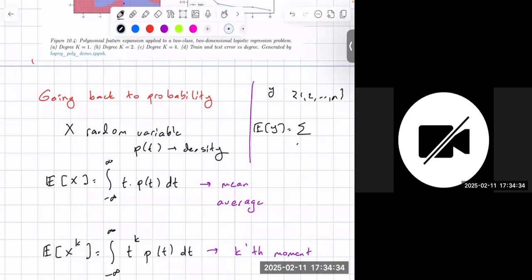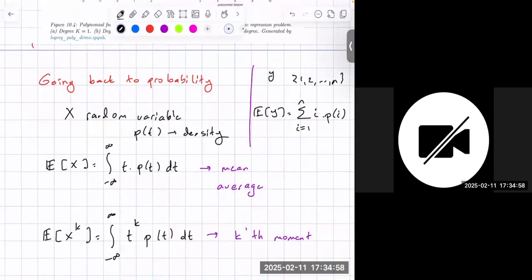Then the expectation would be to go through all the values and attach them with the probability of this discrete guy being that value. So you see, it looks pretty analogous. Instead of a sum, you get an integral. Instead of probability of being that, you get density of being that. Okay? All right, that's the average.